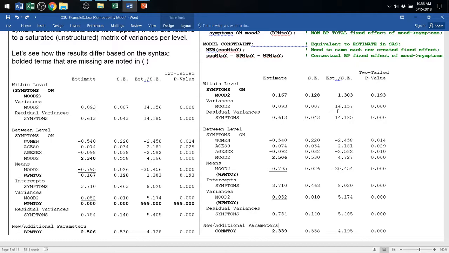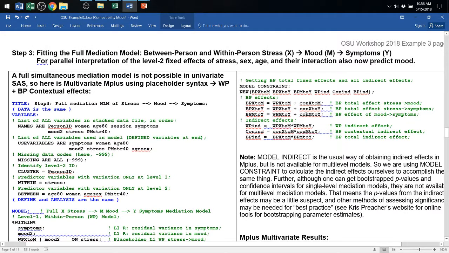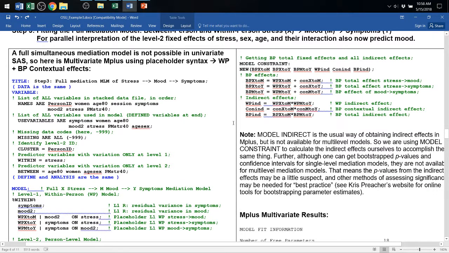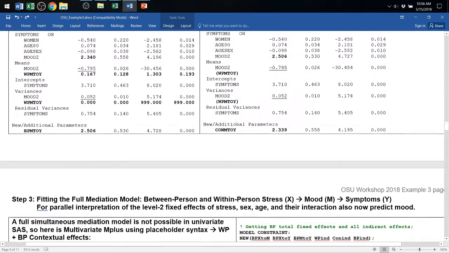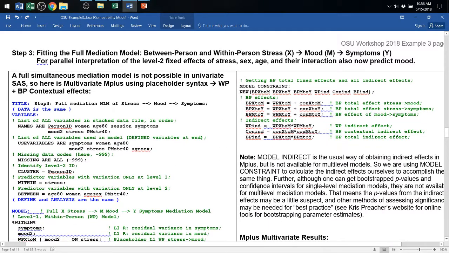Other questions? So the grand finale of mediation here, putting it all together and adding indirect effects. I will point out in terms of my within person effects previously, this is not significant. So this still does not bode well for within person mediation. However, the between and the contextual effects from M to Y are significant. So we still have a shot at between person here.